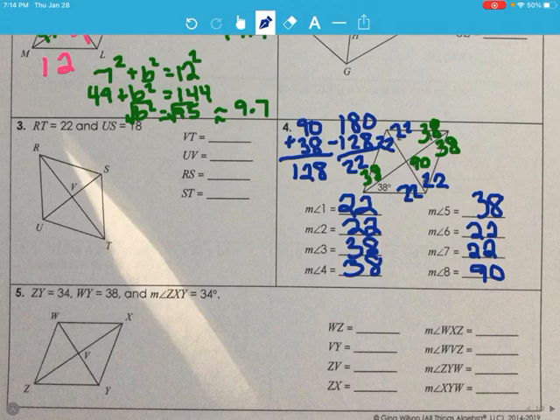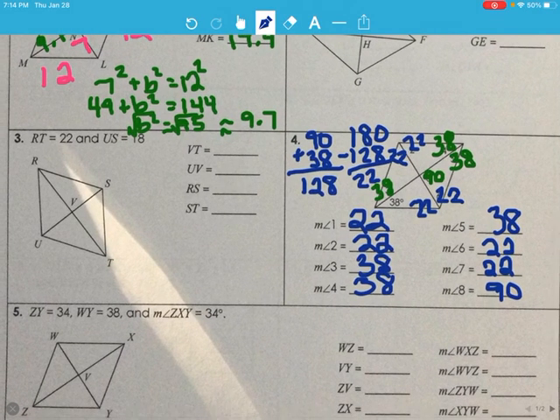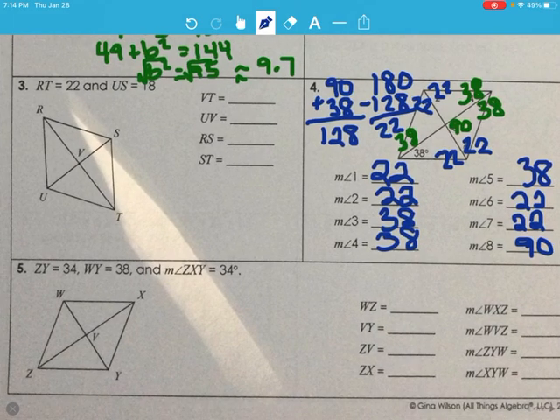With that being said, I'm also going to leave you number 5 to do. Number 5 is a combination of both sides and angles, so don't forget we have 90-degree angles all over in the middle, so please do not forget that. ZY is 34. I'm just going to start labeling it. WY, the whole diagonal is 38.